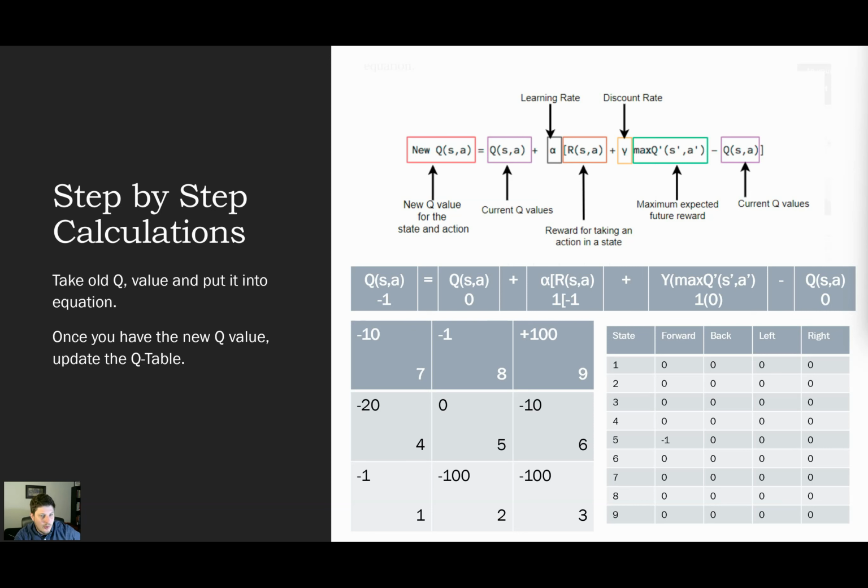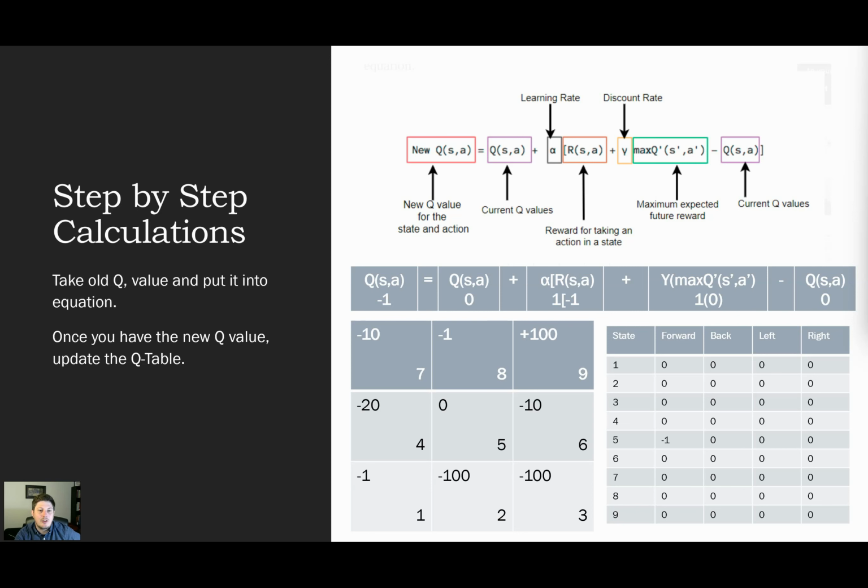And that's -1. The next part is the maximum expected future return. What does that mean? If I look at my Q table and look all around at every possible action that I can take moving from state 5, in our first table, they're all 0 because we have no knowledge. So we're just going to fill in 0 for that.